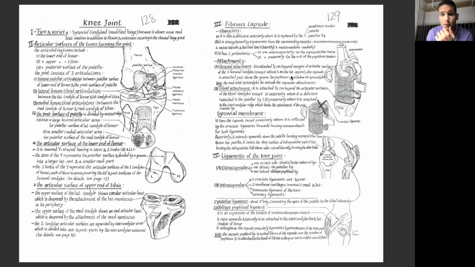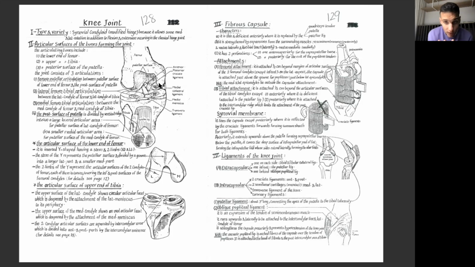We said it: fibrous capsule. There's a capsule around this joint, of course. Now the ligaments, the extracapsular and the intracapsular.